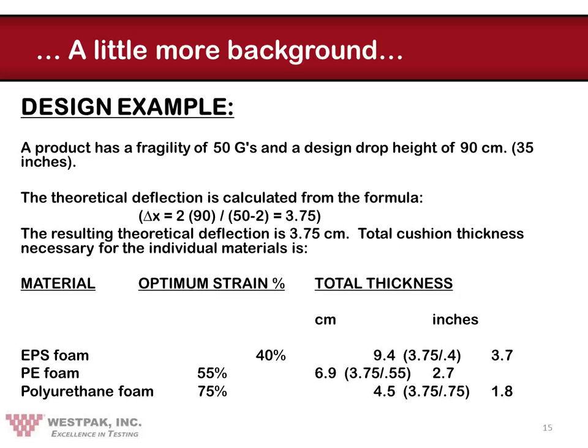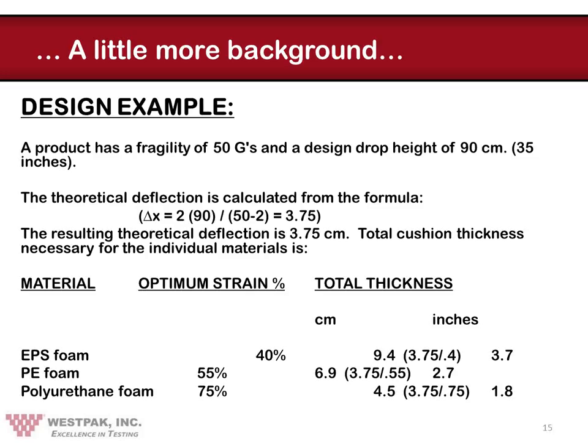Okay, so this isn't the total thickness of the cushion. This is the deflection we need. So let's suppose we're going to be using expanded polystyrene, that's the EPS foam. It has an efficiency or optimum strain of about 40%. So this total thickness required is 3.75 centimeters deflection divided by 0.4, which winds up being about 9.4 centimeters, or a little over 3.5 inches, and so on.